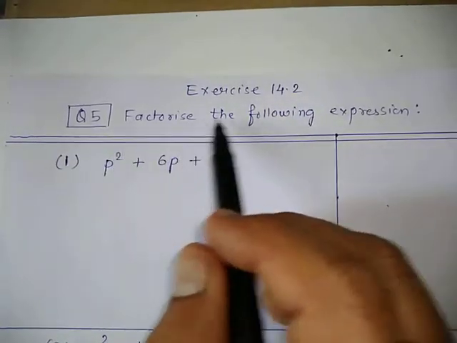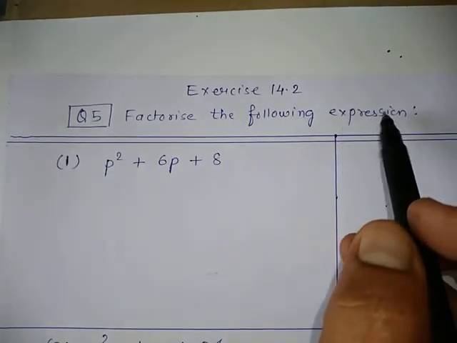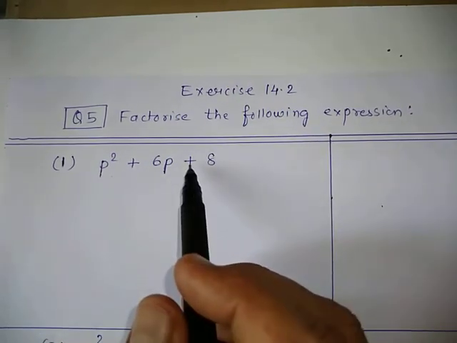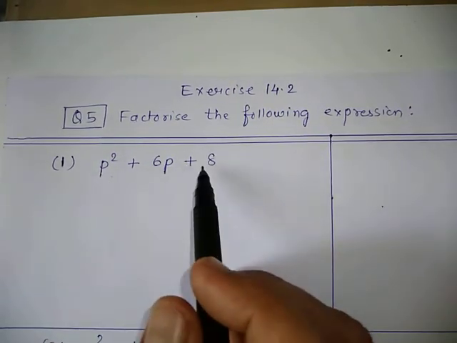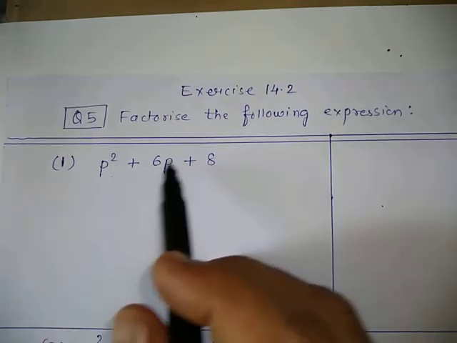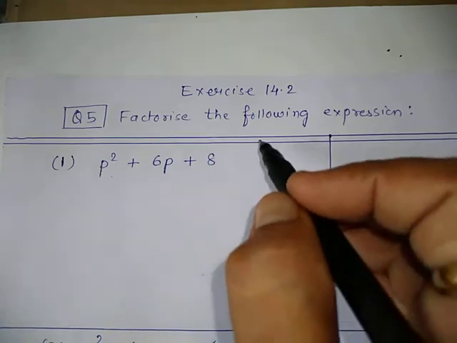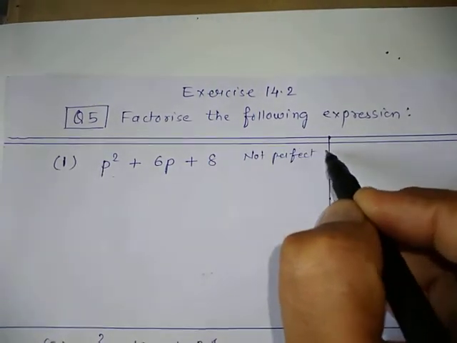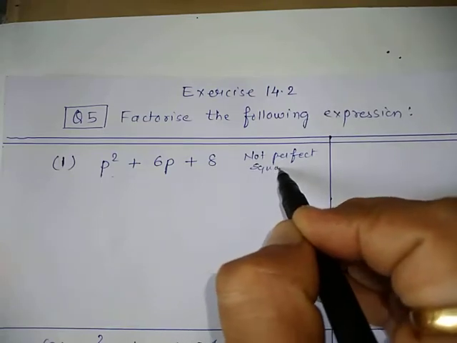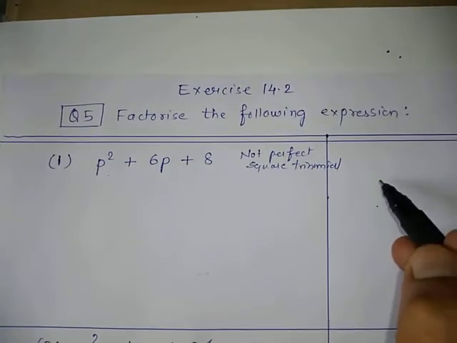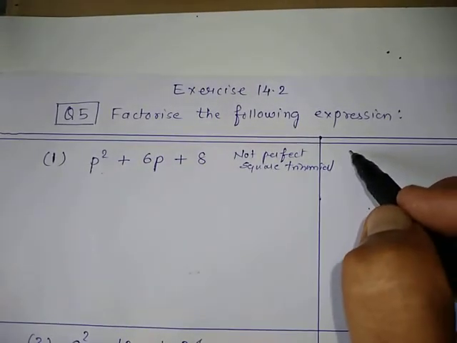14.2 Factorize the following expression. Here a trinomial is given, and when we see this trinomial we find that the first term is a perfect square, that is p², but the last one is 8, so not a perfect square. So it is not a perfect square trinomial.